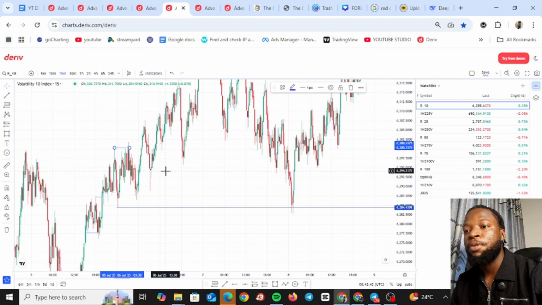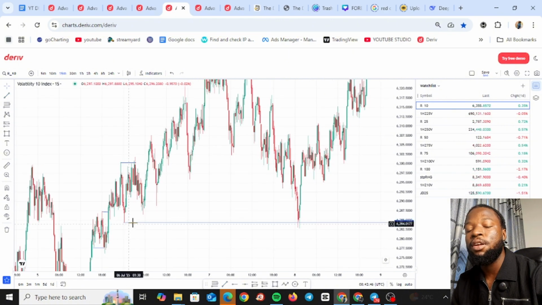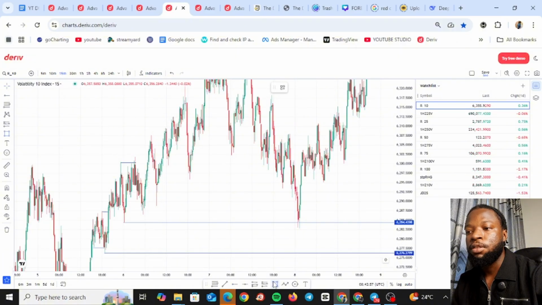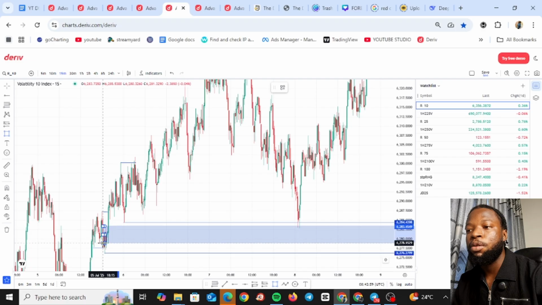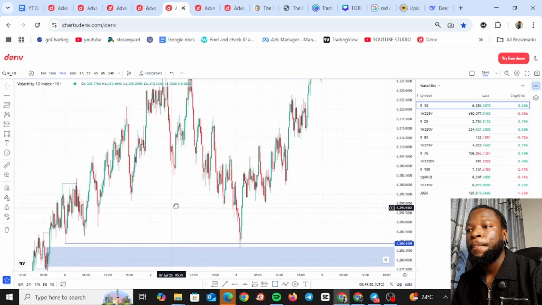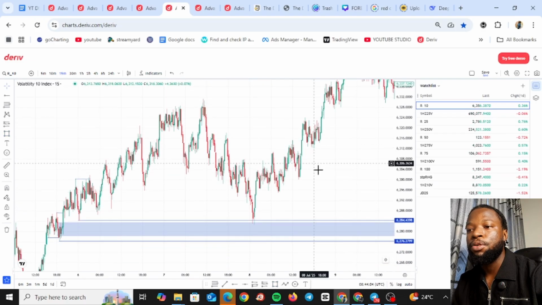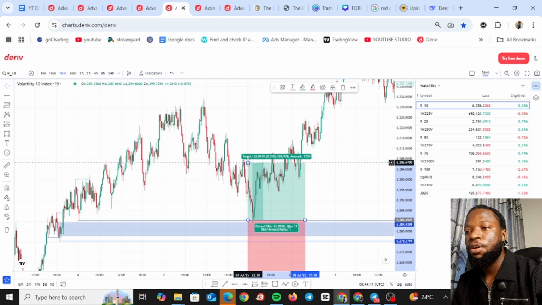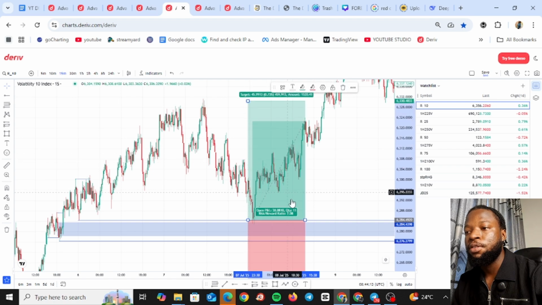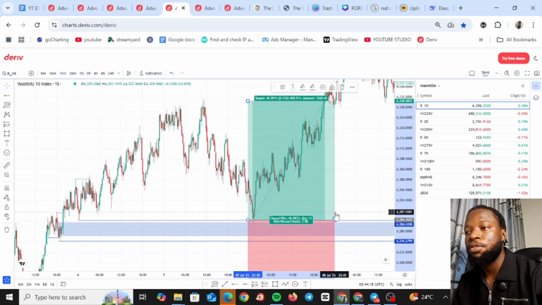And what is price going to do? Price is going to come back and take out this newly created liquidity. And that is what it did. It came back, took out this newly created liquidity and continued to the opposite direction. So what happened here? As price tapped into our POI, it bought to the upside and smashed our target. So if you take the trade, you make profit from it, following the rules of the advanced market structure.